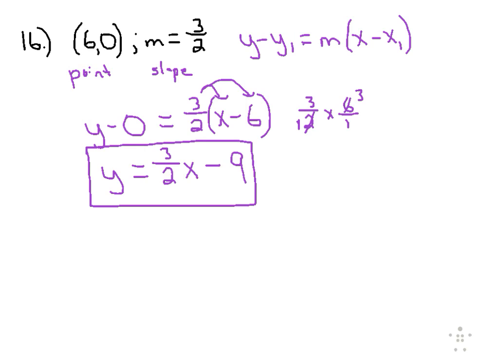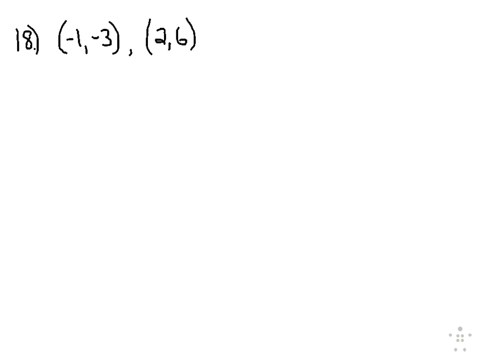Moving on to question number 18, this time we're given 2 points. So when we're given 2 points, I need to know 2 things: what is the slope and what is the y-intercept? So let's figure out the slope first. The slope is simply the change in my y's over the change in my x's. I like to label: x1, y1, x2, y2. It doesn't matter which one you label x1, y1, x2, y2, as long as the 1's are together and the 2's are together.